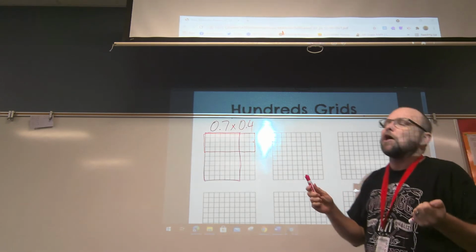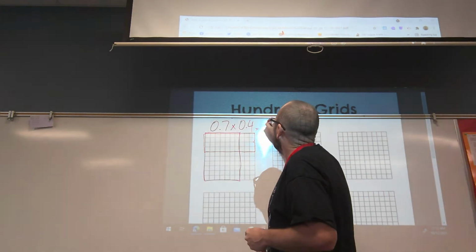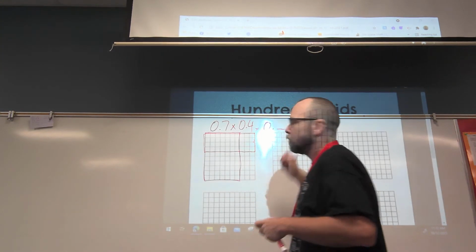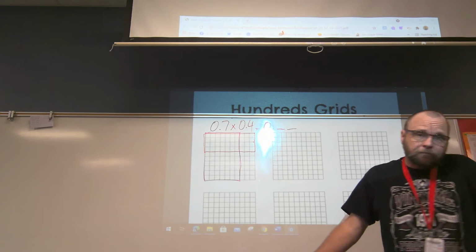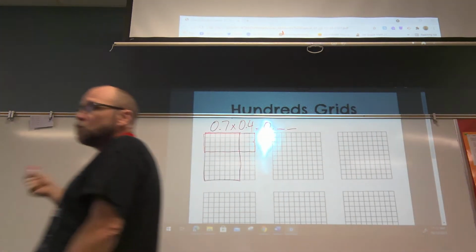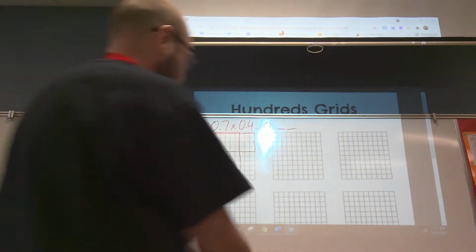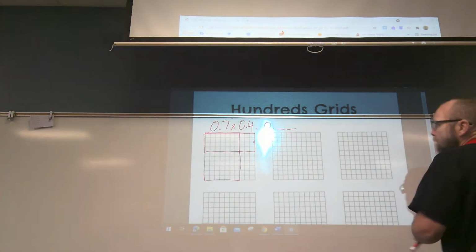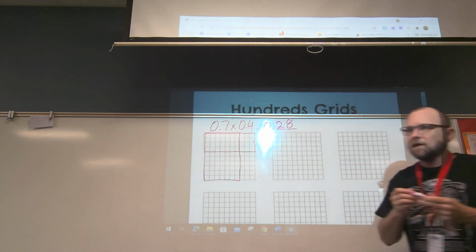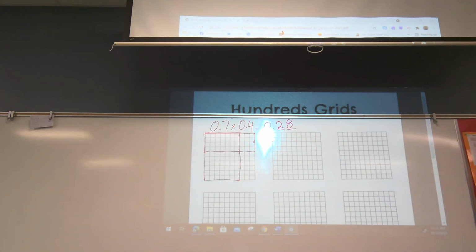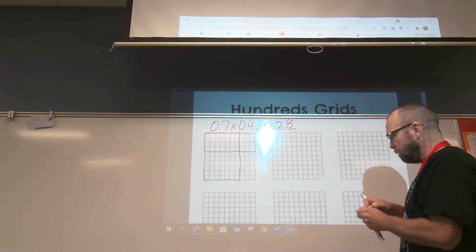Your answer's always going to be in hundredths. It's always going to be in hundredths. And all you have to do is count how many hundredths are in there. Joel? 28. 28 hundredths. Now Joel knows that because of the standard algorithm for multiplication.